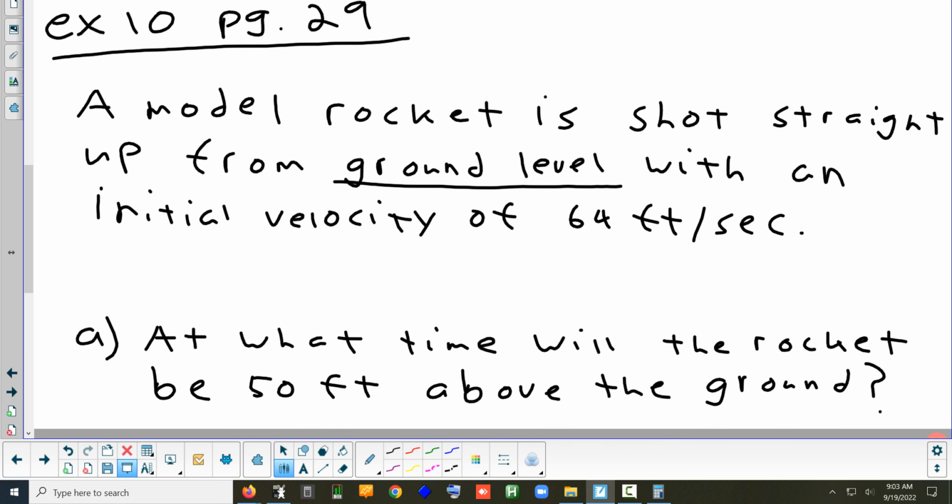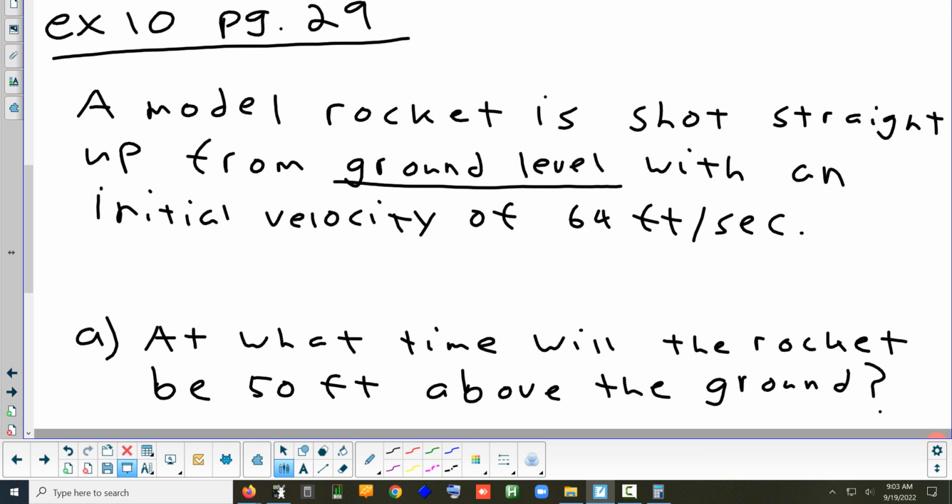All right, so let's see what they want us to know. They want to know when the rocket will be 50 feet above the ground. Now, we could do this problem just like we did the last one. We're going to end up with a quadratic, and we could use quadratic formula. But we did that. Let's do something a little different.